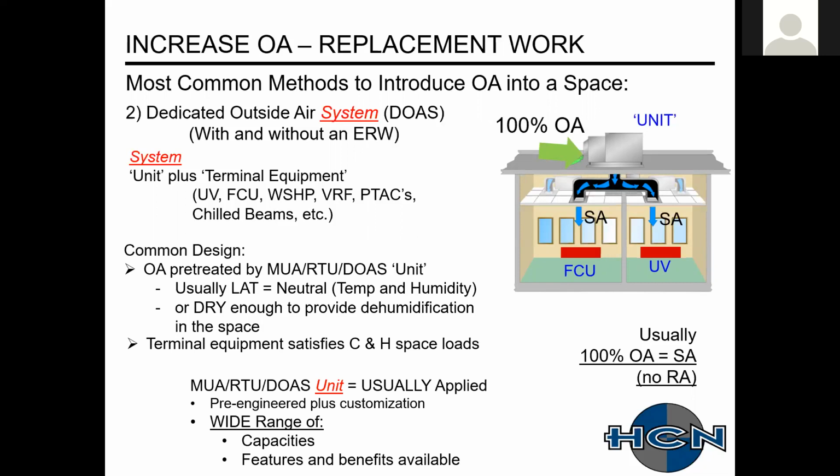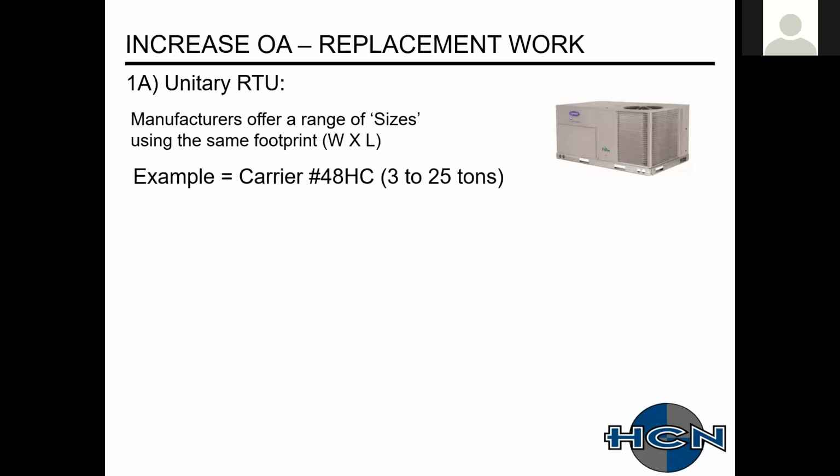And then just once again, the makeup air, DOAS unit are typically applied. The benefits are with their pre-engineered plus customization. And then once again, they have a wide range of capacities available as well as features and benefits, right? So back to our rooftop units with our unitary rooftop, as most of you might know, I used to work at Carrier. Carrier has many different rooftop model numbers, but most manufacturers offer a range of rooftop unit sizes where they have the same footprint. Looking at Carrier's number 48HC, the range is from 3 to 25 tons.